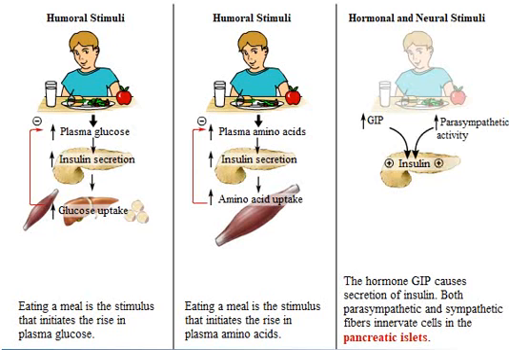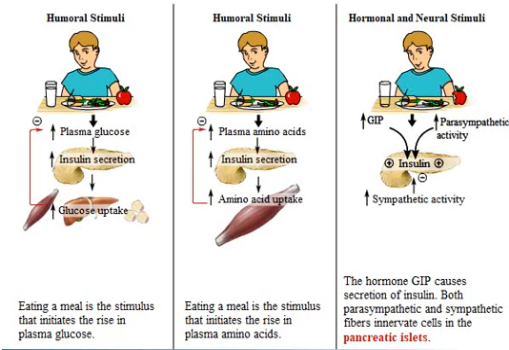Both parasympathetic and sympathetic fibers innervate cells in the pancreatic islets. Parasympathetic activity increases insulin secretion, and sympathetic activity, or the hormone epinephrine, decreases insulin secretion. Parasympathetic fibers become active in preparation for and during eating. Like the hormone GIP, this stimulus is also a feed-forward mechanism that causes an earlier and larger secretion of insulin than would occur if glucose were the only stimulus for secretion. Eating a meal is the ultimate stimulus for both of these feed-forward mechanisms.